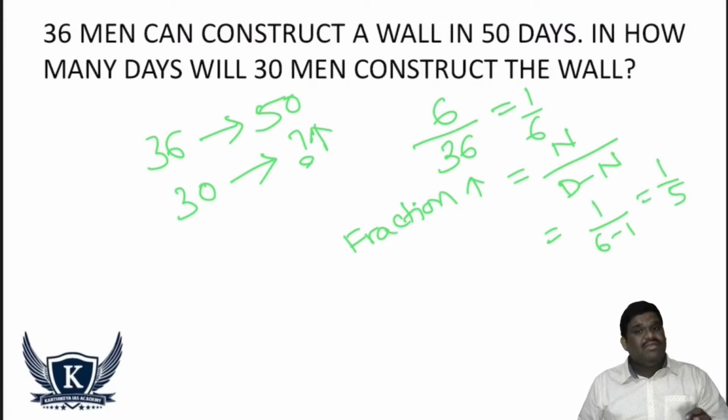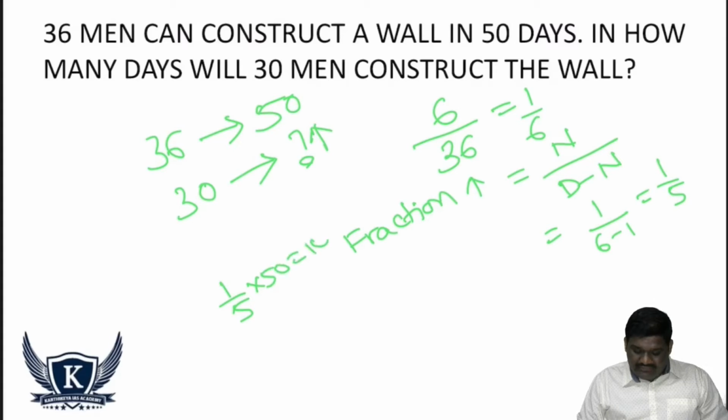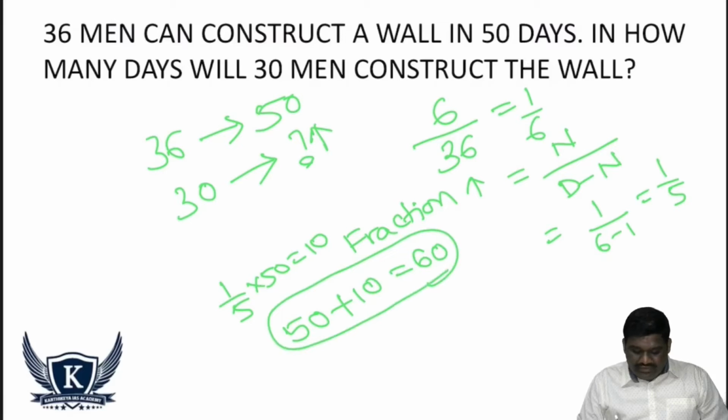Now, the work will be increased by 1 by 5. So 1 by 5 of 50 is nothing but 10. So this has to be added. So total working days will be 60 days. So this is the model that we covered in terms of a into b is constant, or x into y is something which is constant.